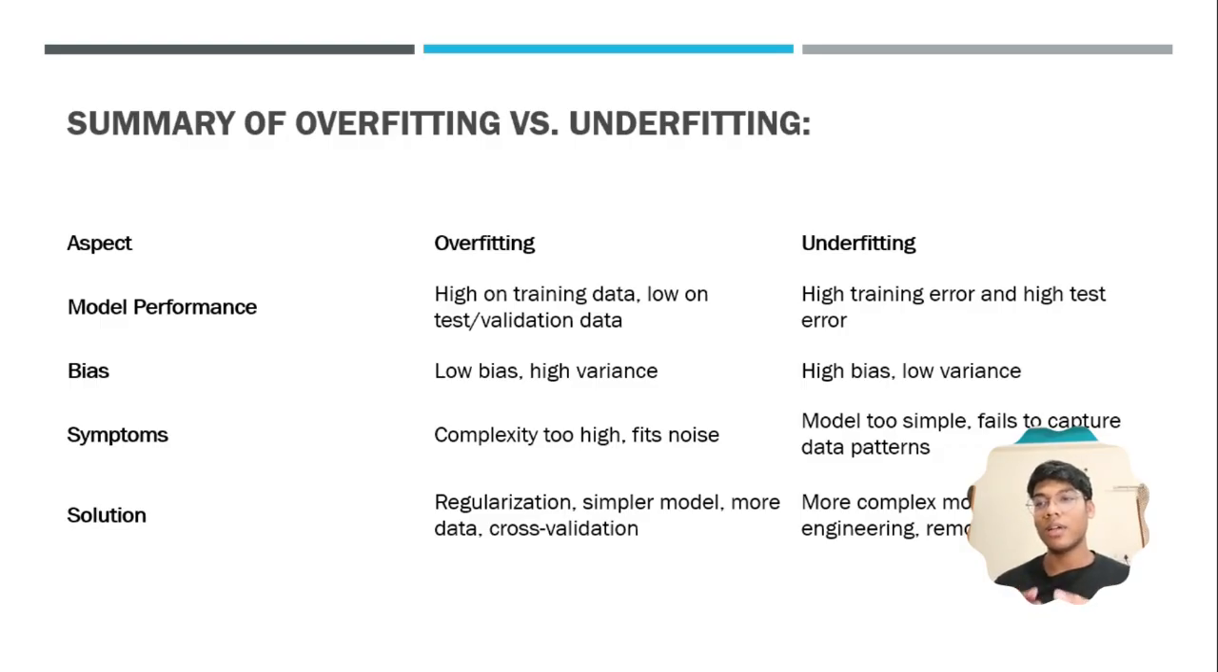The symptom of overfitting is that its complexity is too high and it fits noise. The symptom of underfitting is that the model is too simple and fails to capture data patterns. So what's the solution for overfitting? We can use regularization, a simpler model, more data, and cross validation. With underfitting, more complex models can be used, and we can use feature engineering and remove the assumptions that are being forced on the model.